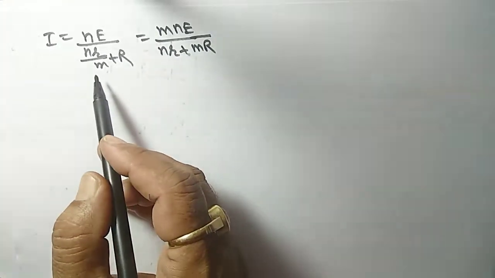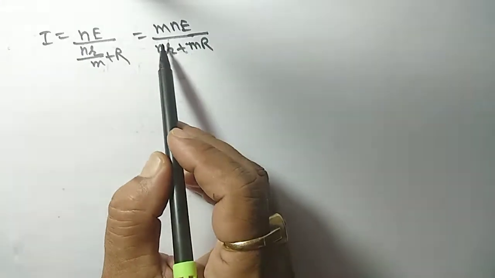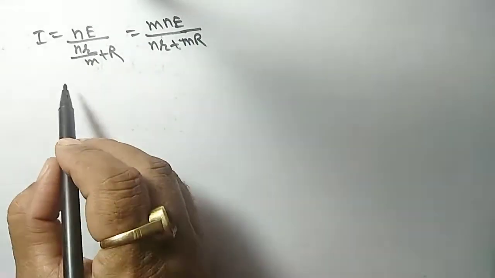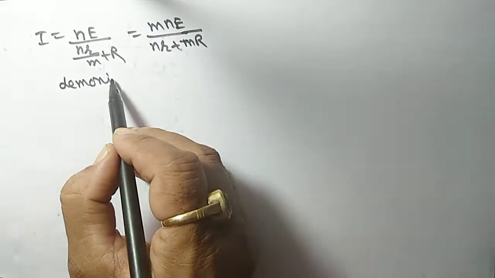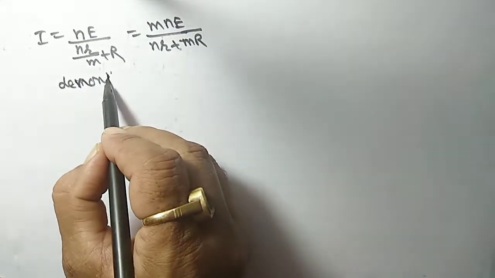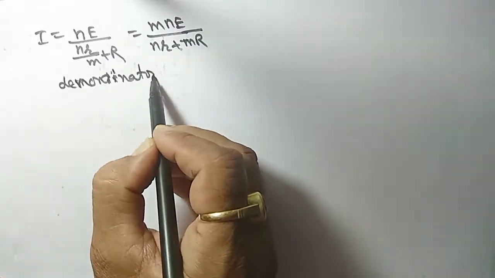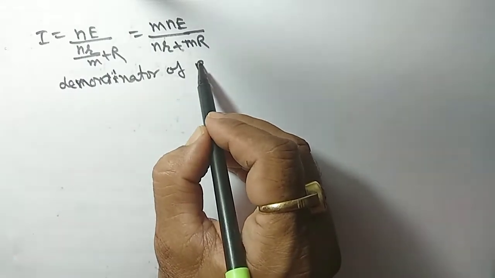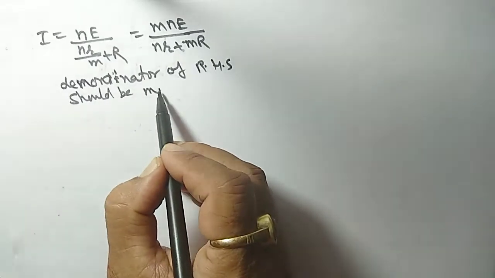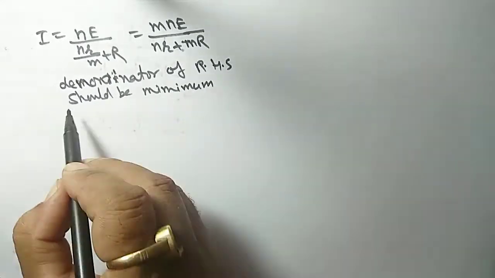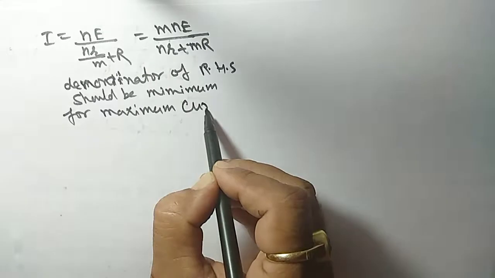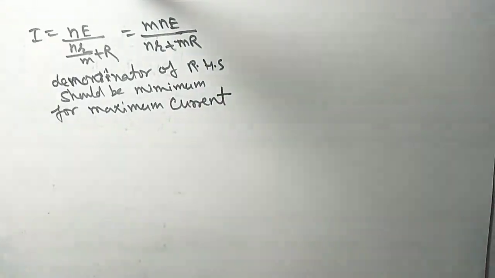when the right hand side denominator is minimum. Okay, so the denominator of the right hand side should be minimum for maximum current.